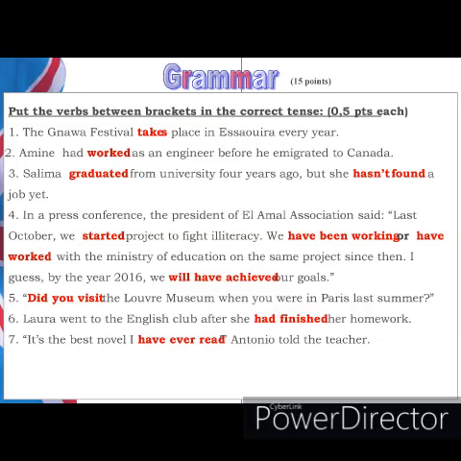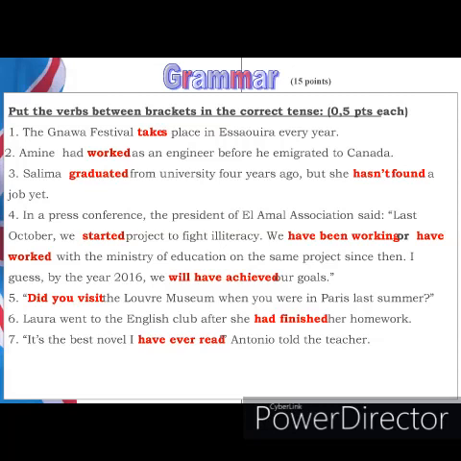Now let's move together to grammar. Okay, of course grammar. We have basically two important questions. The first is this one we will see: put the verbs between brackets in the correct tense. Okay, number one. Here we are talking about tenses: simple present, present continuous, present perfect, past perfect. You know the tenses in grammar.